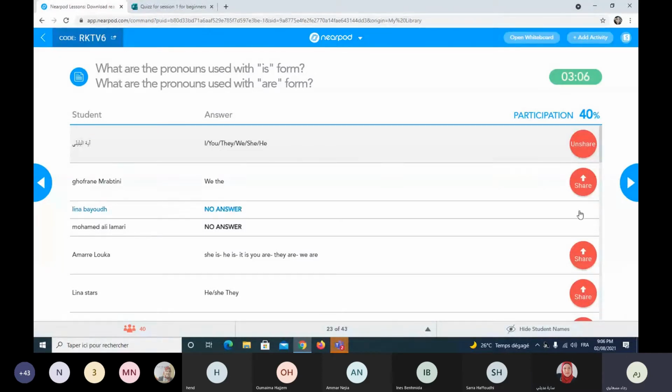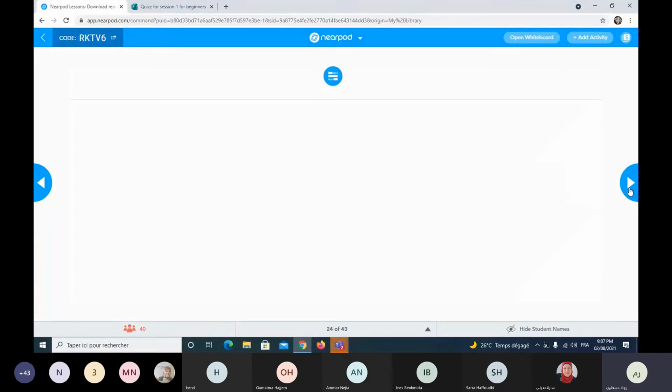Okay, so I think that's it for this activity. So I repeat, maybe she's talking about this question. I have the verb to be. I am, you are, she is, he is, it is, we are, they are. The question was about the pronouns. What are the pronouns? The list I already mentioned: I, you, she, he, it, we, and they. I think she is asking about that part.